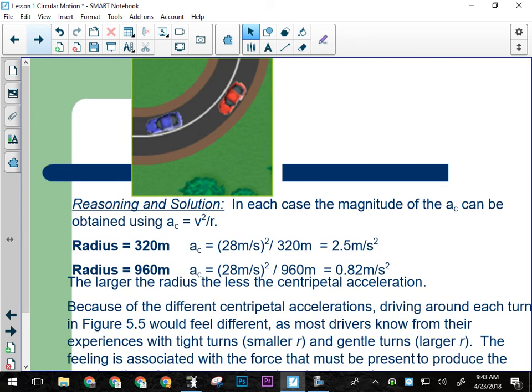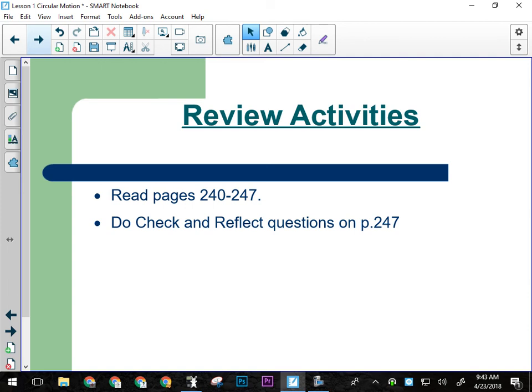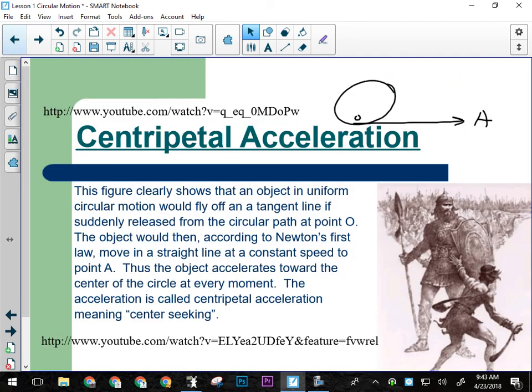So this is the calculation that we just did. We found that yes, the acceleration on the shorter corner is 3 times greater because it had 3 times less radius. Now the effective speed, we didn't look at.